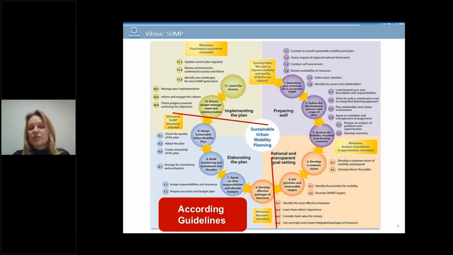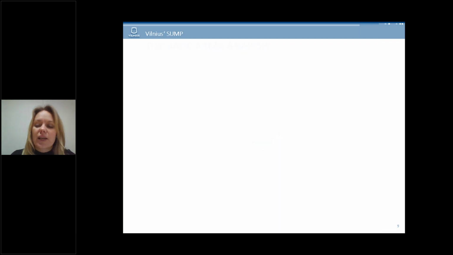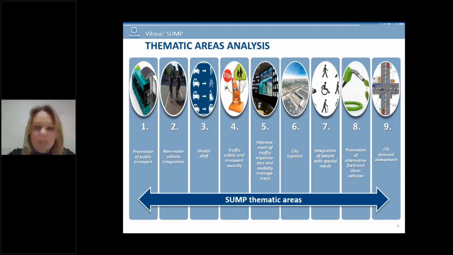That's why some steps from the circle were missed in Vilnius as well, but not the major ones and not the most important ones. But the rest of the Lithuanian SUMPs might look more like a feasibility study or a short-term strategy, but not like a live process of sustainable urbanization.